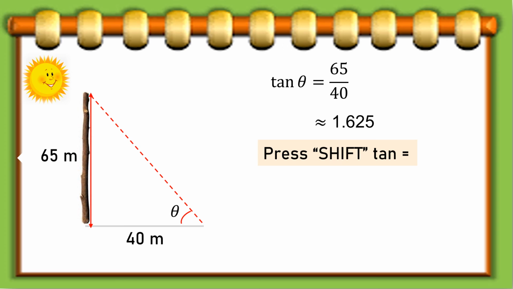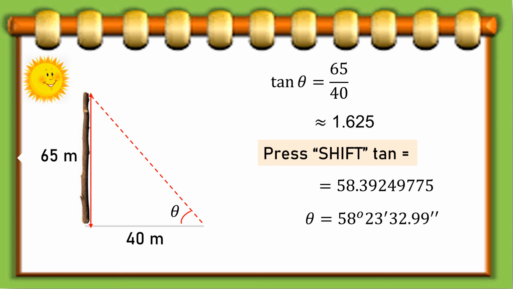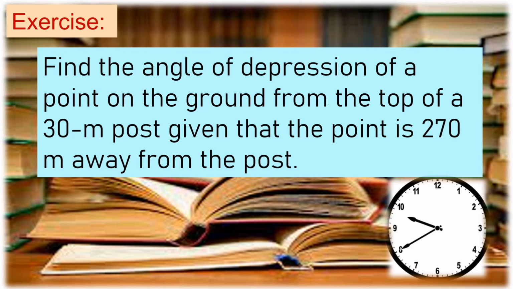And then we are going to press shift tan equal sign, which is equal to 58.39, and so on and so forth. Then we are going to have 58 degrees, 23 minutes, 32.99 seconds. Or rounding it off, the angle of elevation is equal to 58 degrees, 23 minutes.